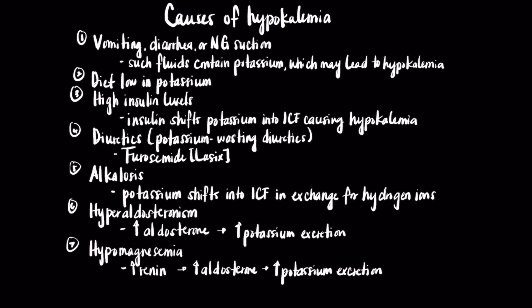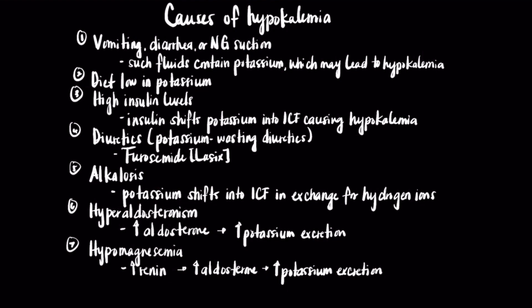When learning about the different causes of hypokalemia, such causes may be rooted in potassium loss, a lack of potassium intake, or a shift of potassium into the cells. Fluid loss in the form of either vomiting, diarrhea, or NG suction can lead to hypokalemia, as such fluids are rich in potassium, so when these fluids leave the body, they subsequently decrease the amount of potassium in the body. A diet low in potassium is another obvious cause of hypokalemia due to the lack of intake of potassium.